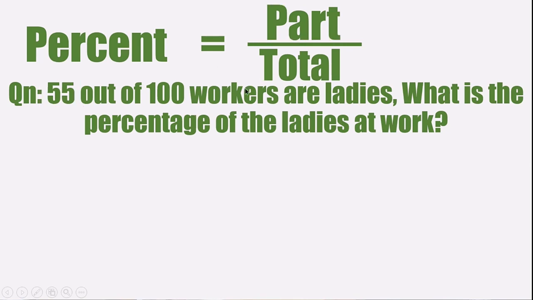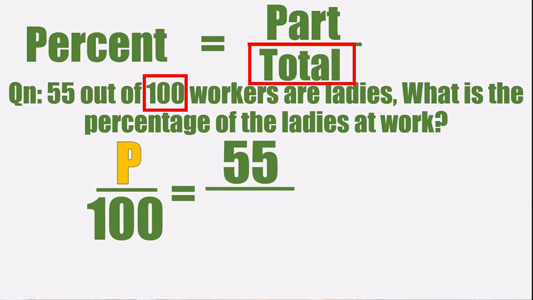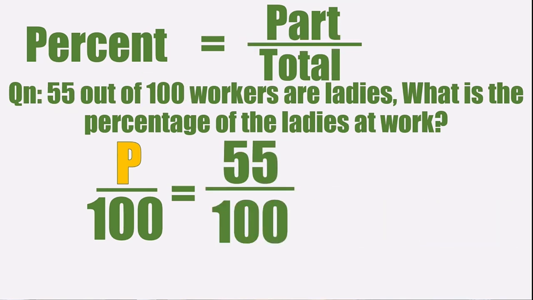So what we are interested in is calculating the percentage. We can use our formula above, and we already know that percent, which is some number, in our case here we are calling it P, for every 100, equals part, which is 55, divided by the total, which is 100. Now since we are interested in getting that P, we need to get rid of the 100 on the left hand side of the equal sign. Since that 100 is on the denominator, we need to multiply both sides by that 100 so that we can get rid of it.